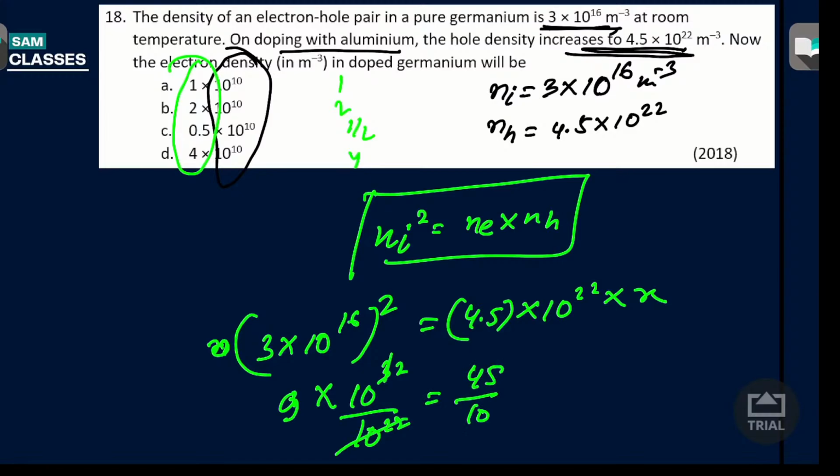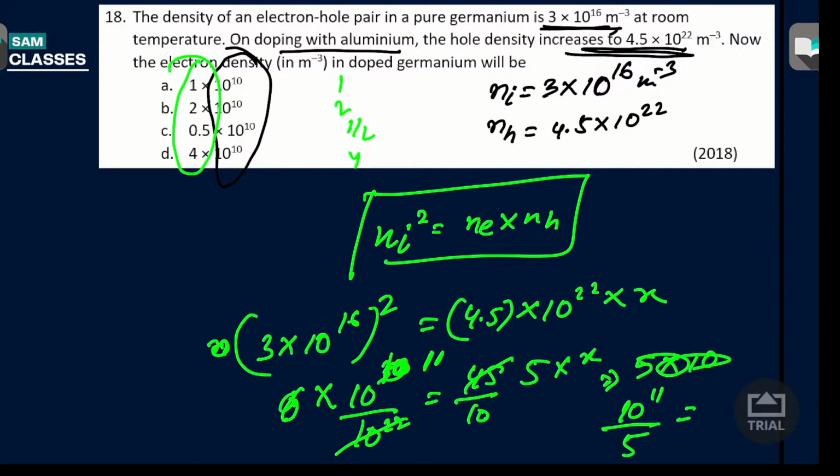Correct. So this is like 10 here, and this 10 if I send it here, 11 here. So 9 5s are 45, so I am getting 5 into 10 power 11 by 5 for x. So what will you get? 2 into 10 power 10. Clear?